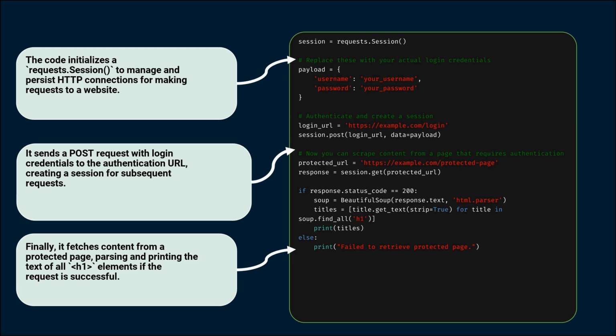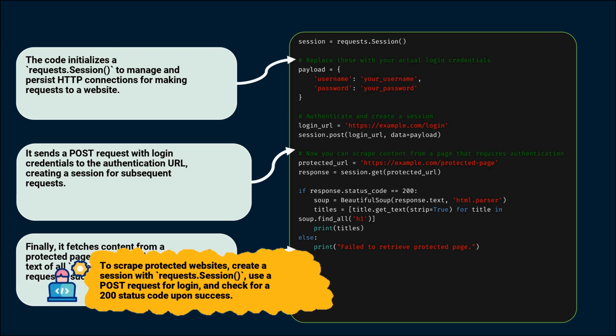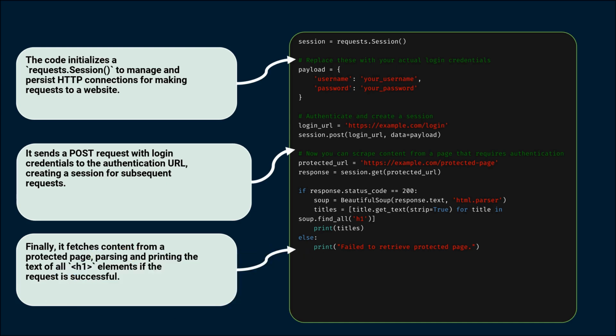Once we're authenticated, we can navigate to a URL that requires us to be logged in. This is done using a GET request to the protected page. To ensure our scraping is successful, we check for a status code of 200. That's the golden number, indicating that the page was retrieved correctly.